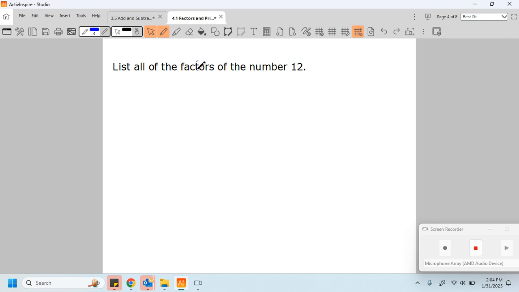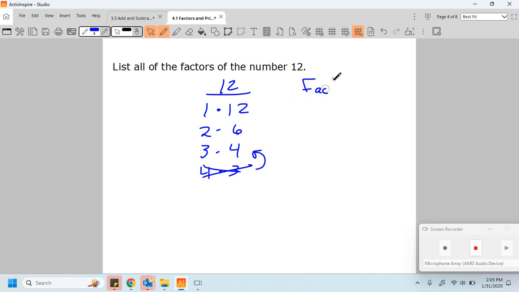Now we want to list all the factors of the number 12. So we're going to say 1 times 12, 2 times 6, 3 times 4, and then 4 would be times 3, but we've already got that up here. So the factors are 1, 2, 3, 4, 6, and 12.